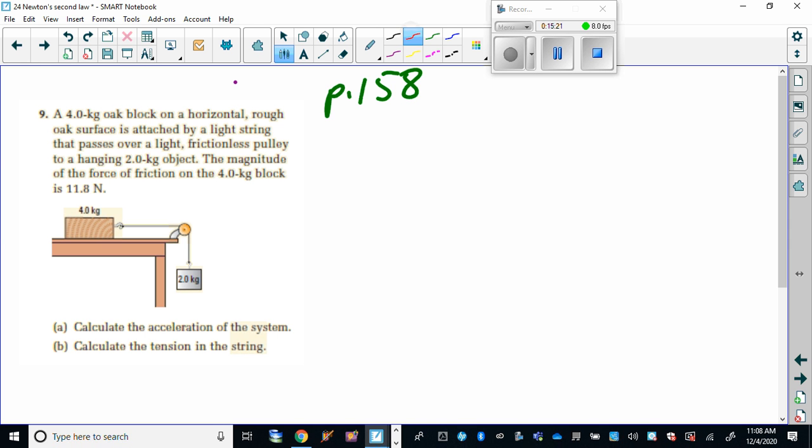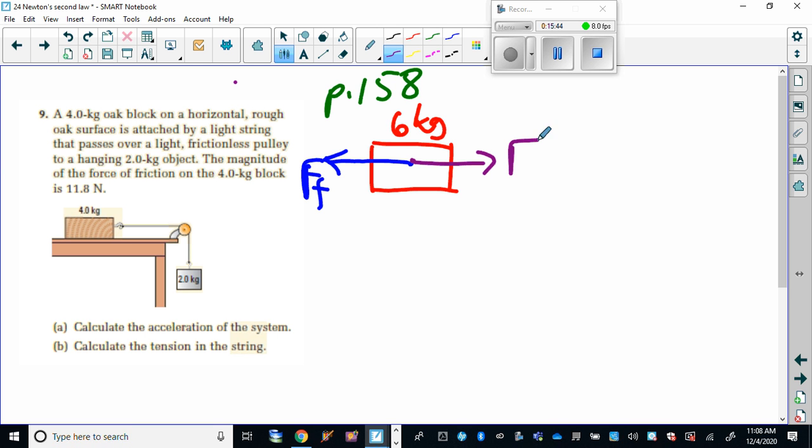So once again, we're going to do a free body diagram, and that free body diagram is going to treat the entire thing as one mass. So we have two forces. We have the force of friction pulling the system this way, and what's pulling the system in the opposite direction? Gravity. So in other words, we're doing that.